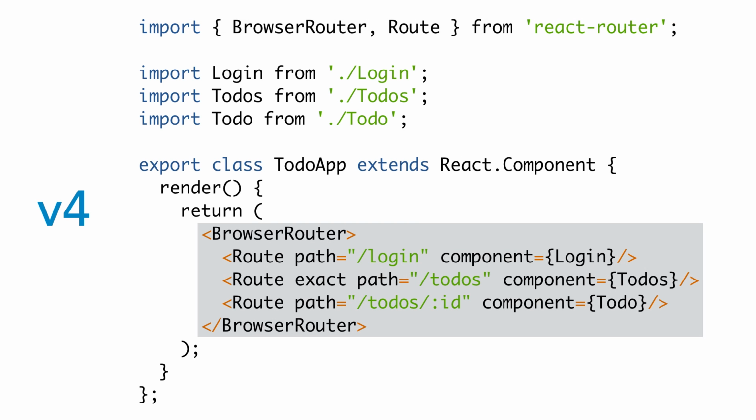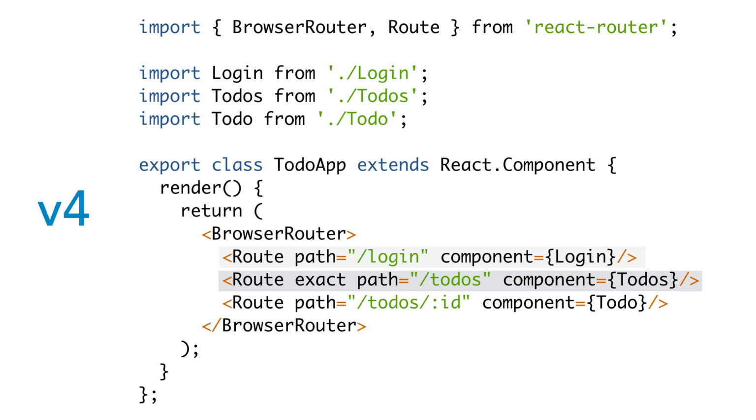So we're going to declare our browser router here, and then we're just going to declare some routes inside of it. We'll start with login, and then to-dos, and then /to-dos/ID. One big thing worth noting here is that with React Router v4 routes, several routes can match at the same time. And if you don't want that to happen, you have to be quite specific about it.